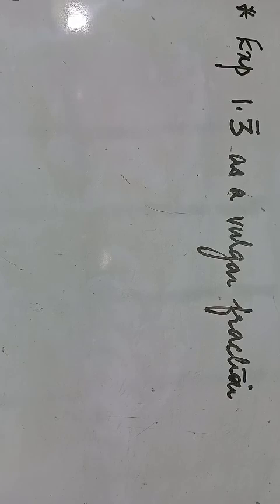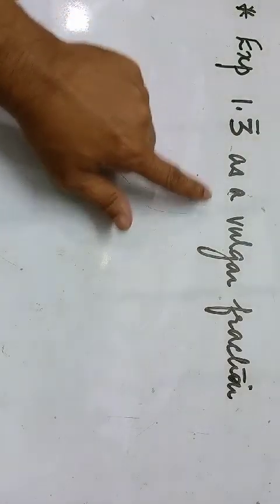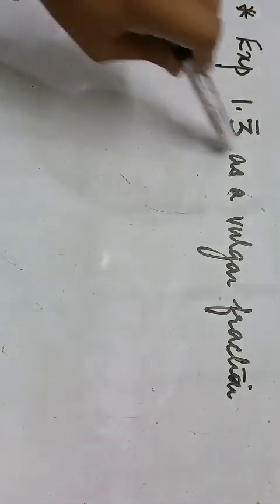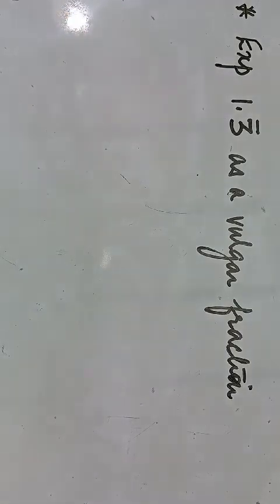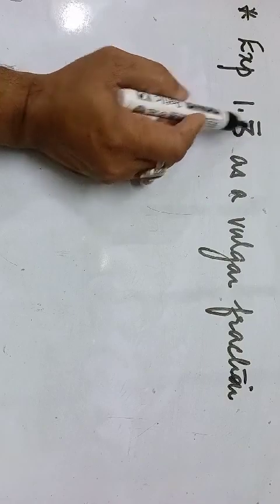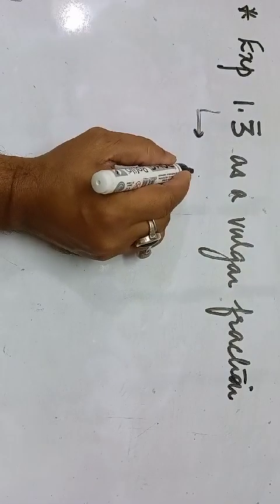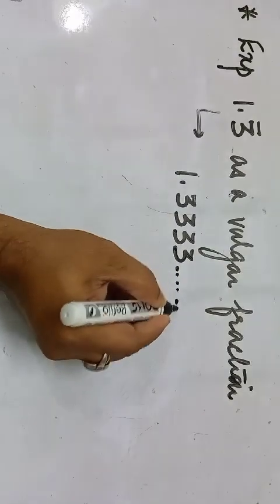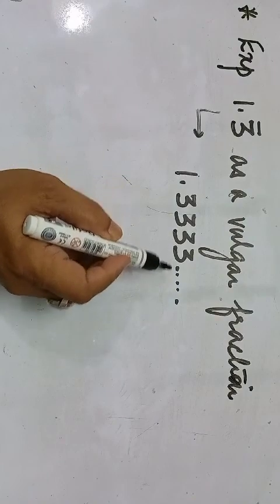So the next question is to express 1.3 with a bar at the top on 3 as a vulgar fraction. So naturally it means that this number that we have is not already a vulgar fraction. You can see that it's a decimal fraction. And one more unique thing about this decimal number here is that you can see a small bar above this number 3. So essentially this means that this number is 1.333 and so on.